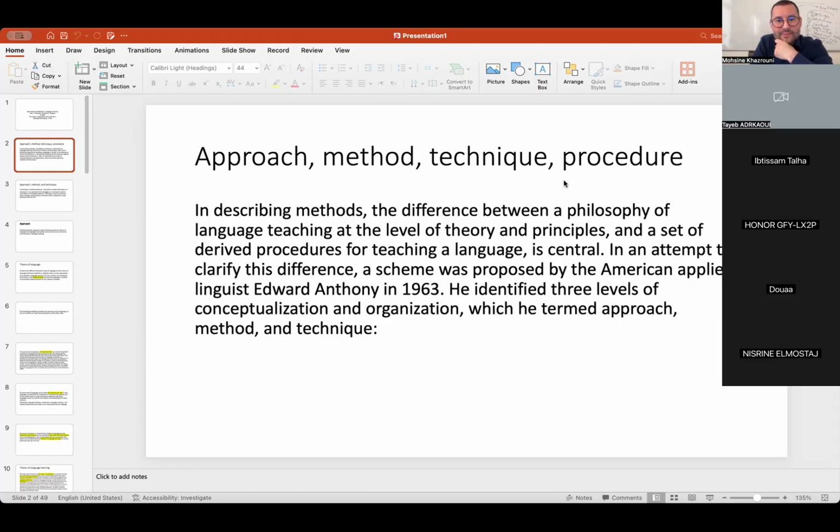In describing methods, the difference between a philosophy of language teaching at the level of theory and principles and the set of derived procedures for teaching a language is central. In attempt to clarify this difference, a scheme was proposed by the American applied linguist Edward Anthony in 1963. He identified three levels of conceptualization and organization, which he termed approach, method, and technique. Okay. Mariam, would you like briefly to summarize this slide?